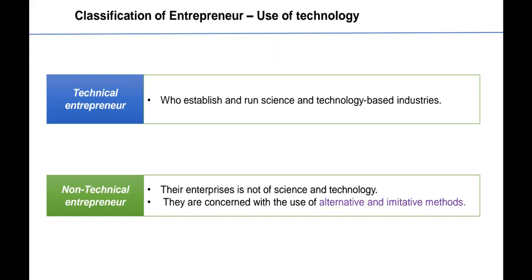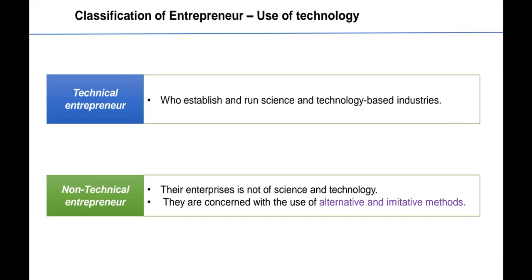They are concerned with the use of alternative or imitative methods. They will use that method either as an alternative, or they will find some option for the use of the technology as an alternative, or they will imitate the method of the technology which is used by some other entrepreneur. In technical entrepreneurs, you'll find many of the IT industries, IT companies, right?